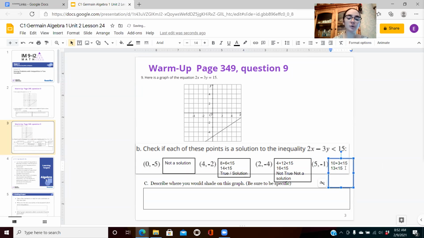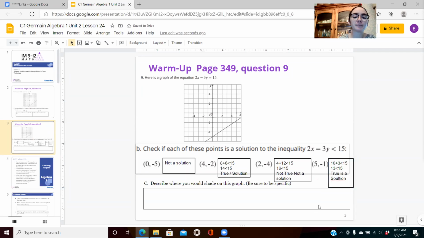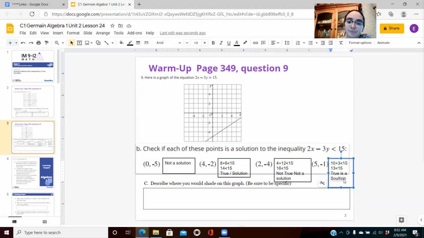Very good. It is true. It is true, so it is a solution. Okay. So using all of that information, where would you shade this? First of all, the line type isn't correct, but if you're taking that out of consideration, where would you shade this inequality? Being specific, giving me 2 sort of directional words.